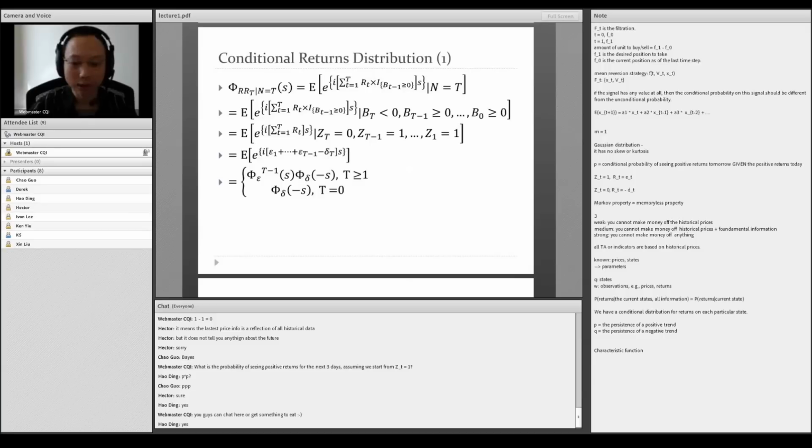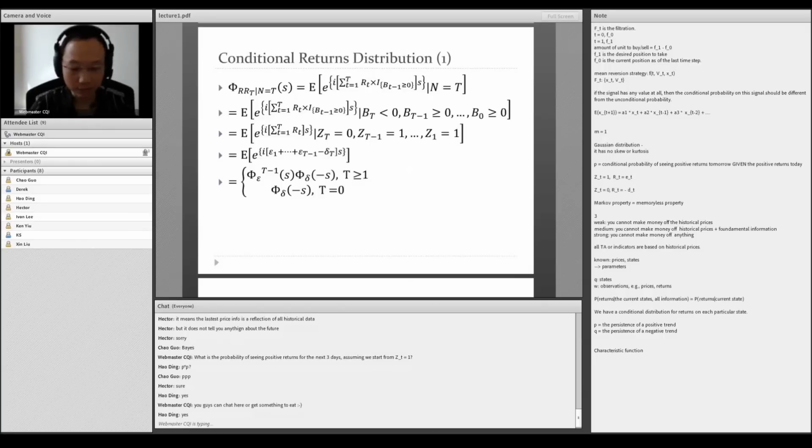And so the first term here would be, for example, the expectation of e to the i epsilon 1 s, and that itself is the characteristic function. So we basically break down this big function into a multiplication of independent characteristic functions. We just expand this term out. So this is what we got. This is the conditional characteristic function of the strategy returns.